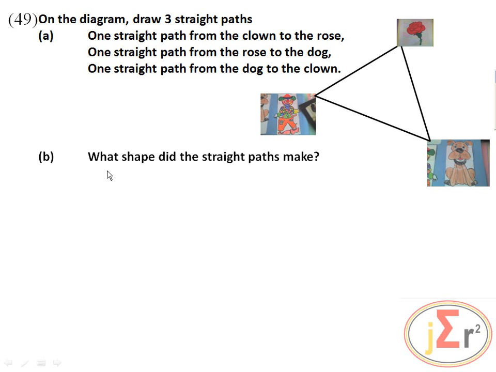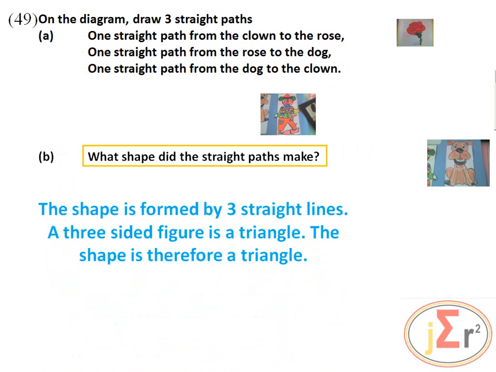And the question is asked, what shape did the straight paths make. So we are sure that it is a polygon because of those straight paths. The shape is formed by 3 straight lines. A 3-sided figure is a triangle. The shape is therefore a triangle.